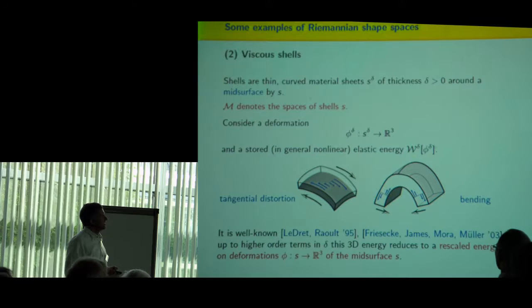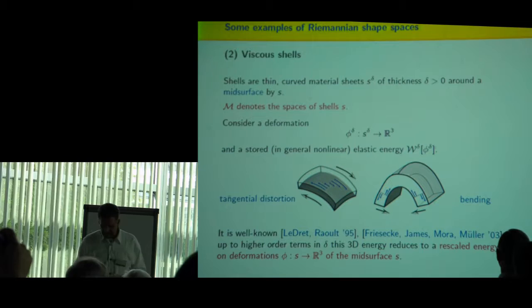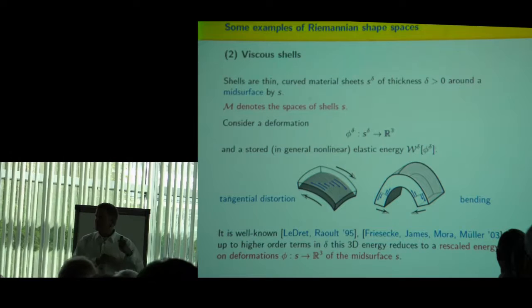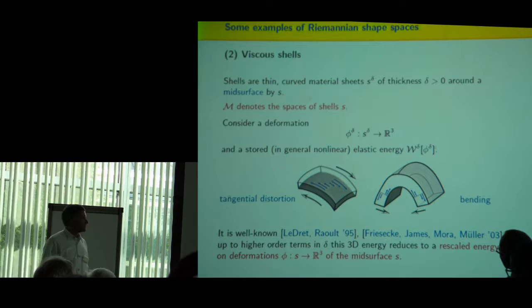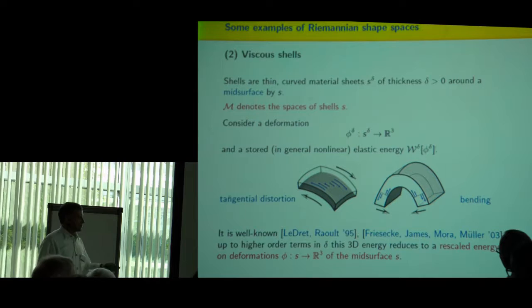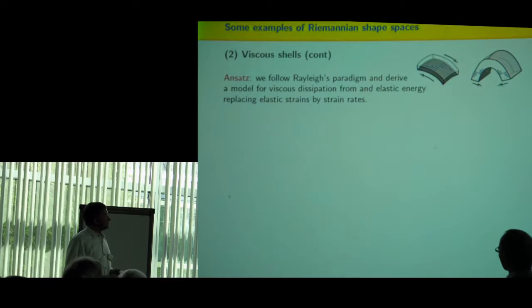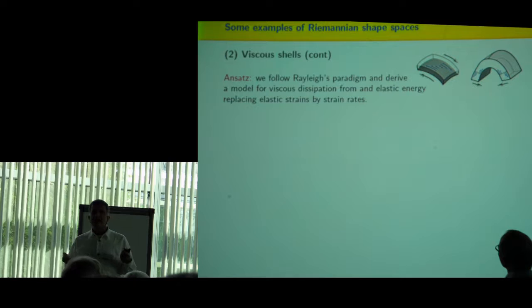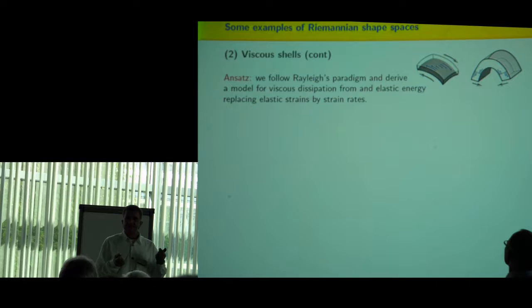And it's known by work from the last two decades that all this on this thick shell can be, up to higher order terms, reduced in terms of a rescaled energy for deformations on the mid-surface. Now, this is work by Dret and Raoult for this membrane distortion, by Friesecke, James, and Müller for the bending distortion. And now, how to get the metric? Our ansatz is now very simple. We follow Rayleigh's paradigm. We take an elastic energy, and we just replace displacements by, or strains by, strain rates.